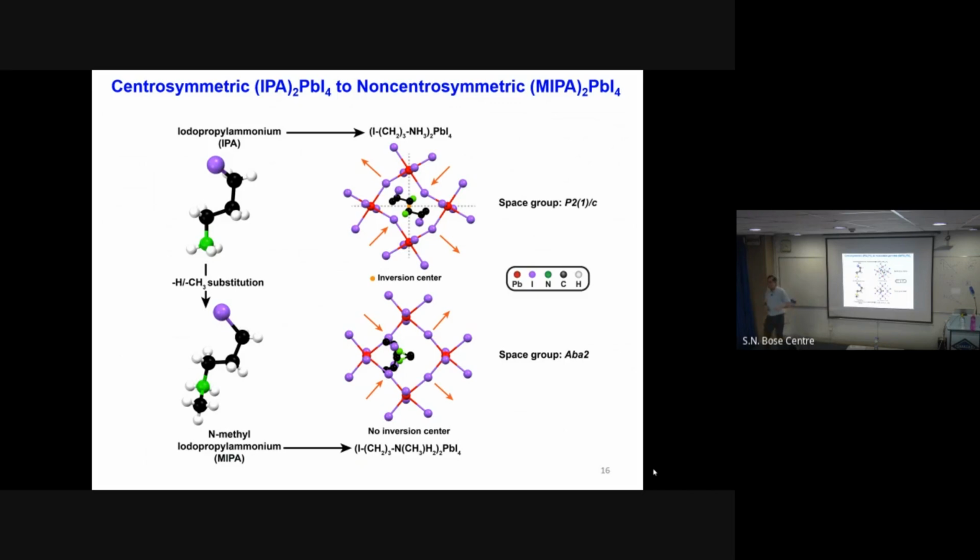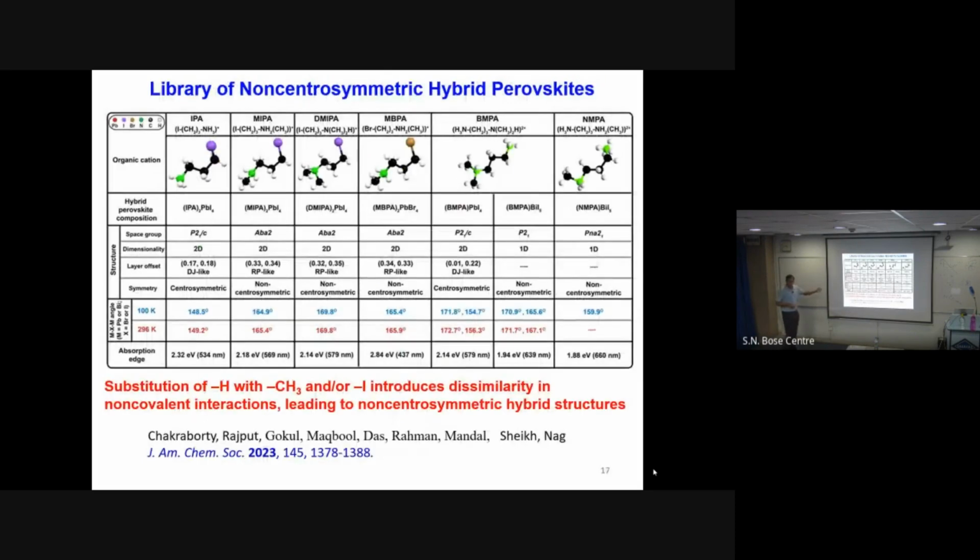So it looks like the hypothesis that I showed in the previous slide is at least applicable in these two examples, but two examples are not enough. So we made a library of samples. We took various kinds of organic molecules.